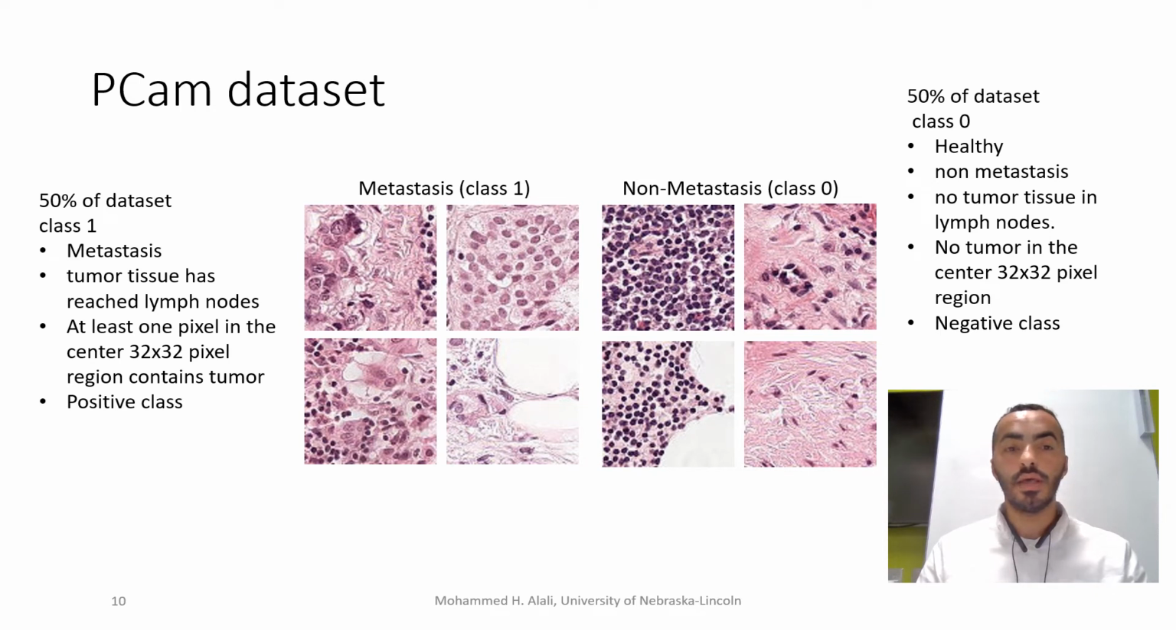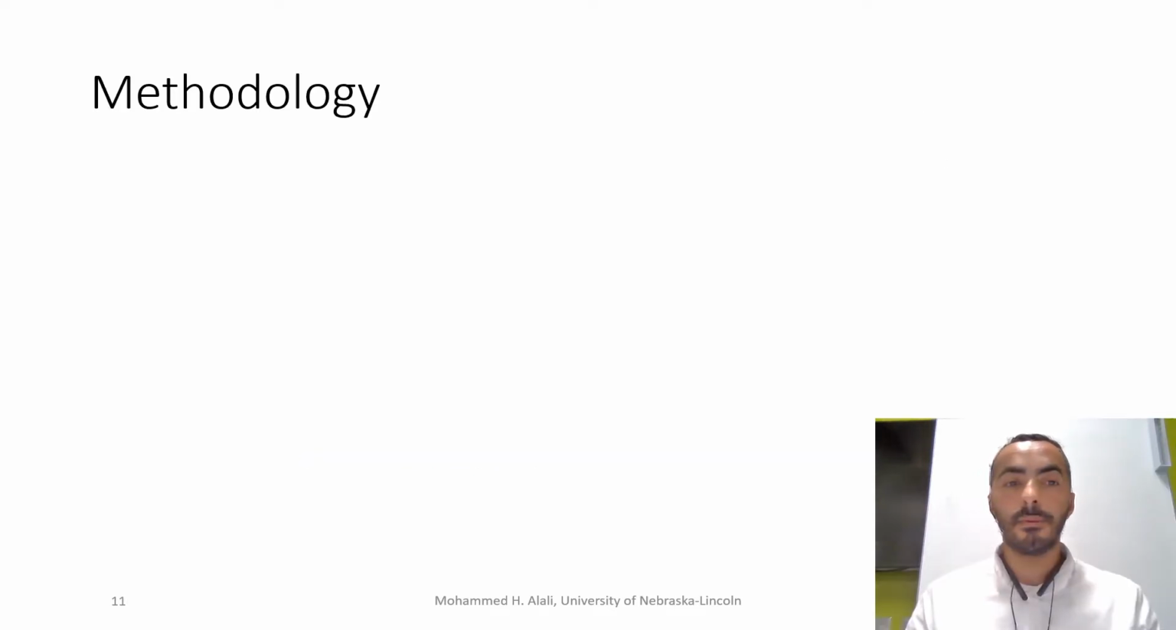Here we see examples of class 1 and class 0. Class 1 is metastasis, class 0 is non-metastasis. Class 1 is the tumor tissue, class 0 is the healthy tissue. The distribution is about half of the dataset in class 1 and half in class 0.